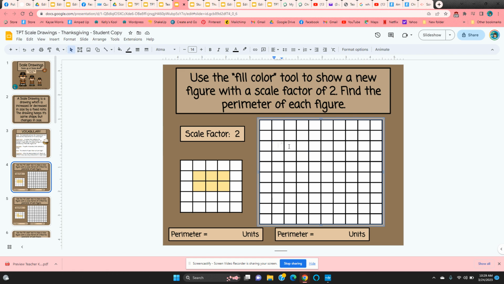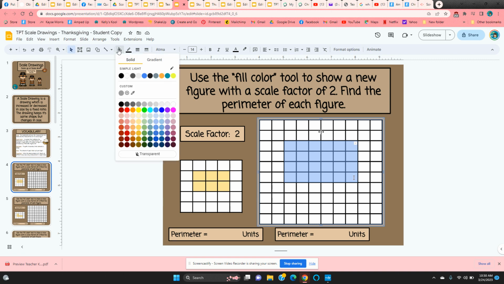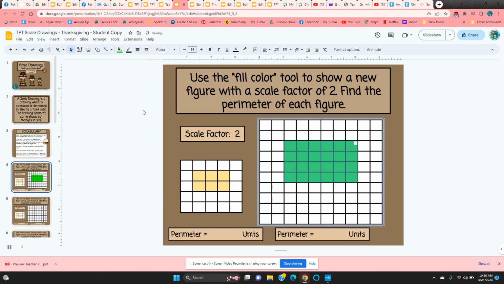What they do is click in one of the squares, click and hold, and highlight what they want to color in. They can only do a rectangle at a time. They come up to the fill color feature here, and they can choose any color they want.